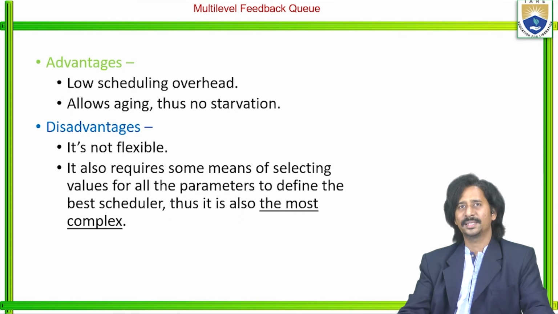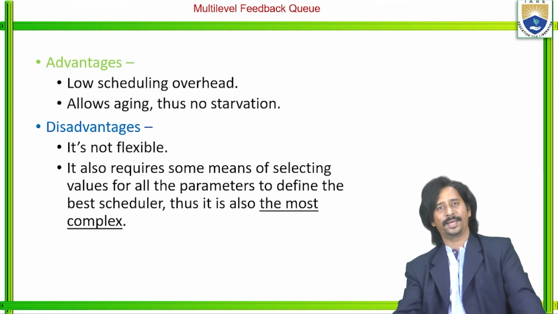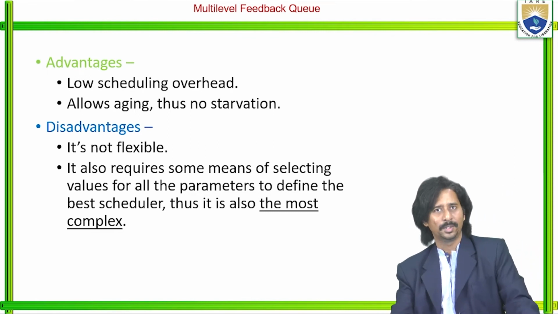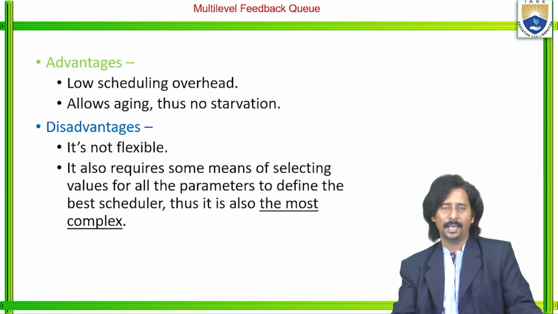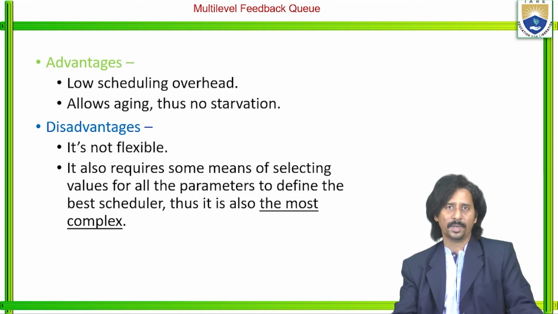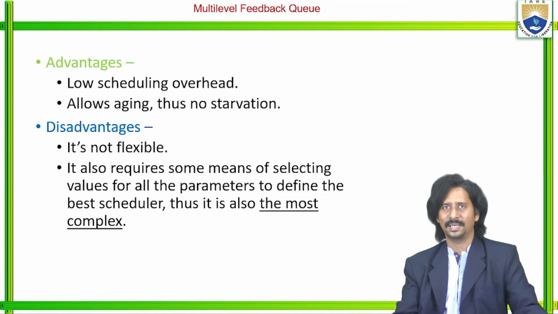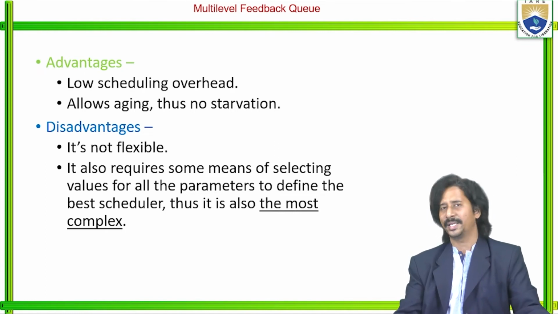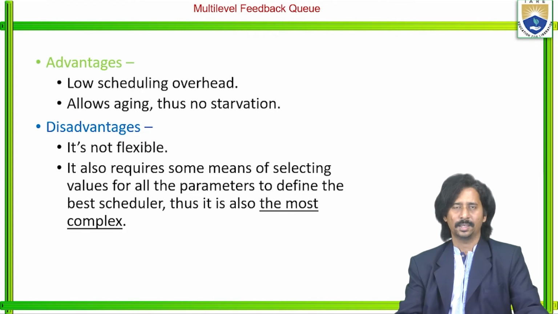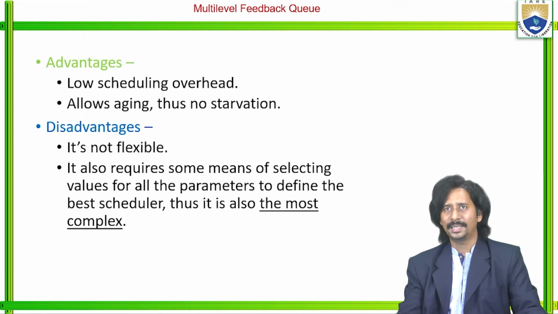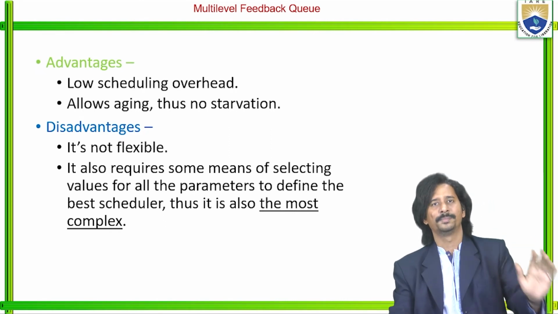So what are the advantages and disadvantages of the multi-level feedback queue scheduling algorithm? The basic advantage is low scheduling overhead. Each level of queue executes the process, and if it is not completed within that time quantum, it is shifted to the next level. So it allows aging, and there is no starvation. The multi-level feedback queue scheduling algorithm solves the problem of starvation.